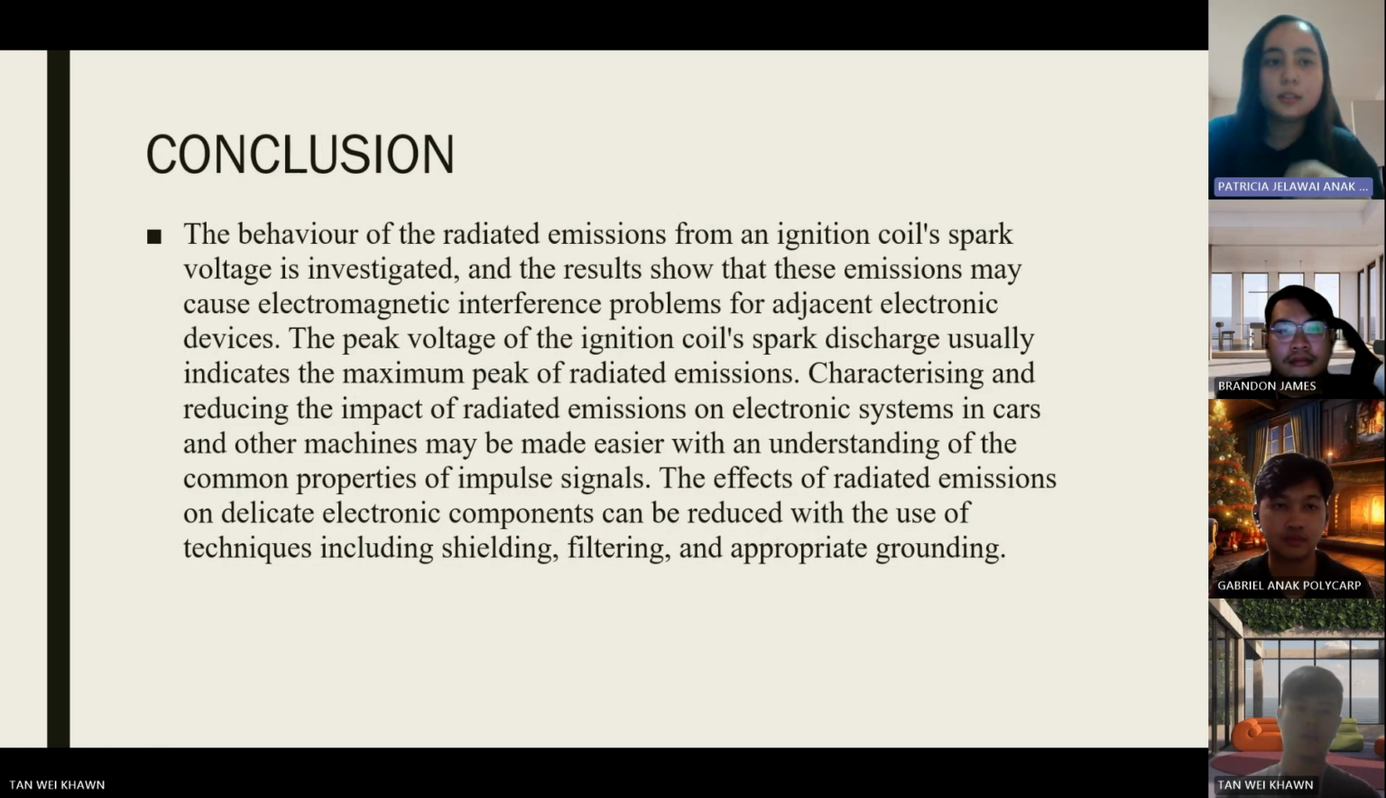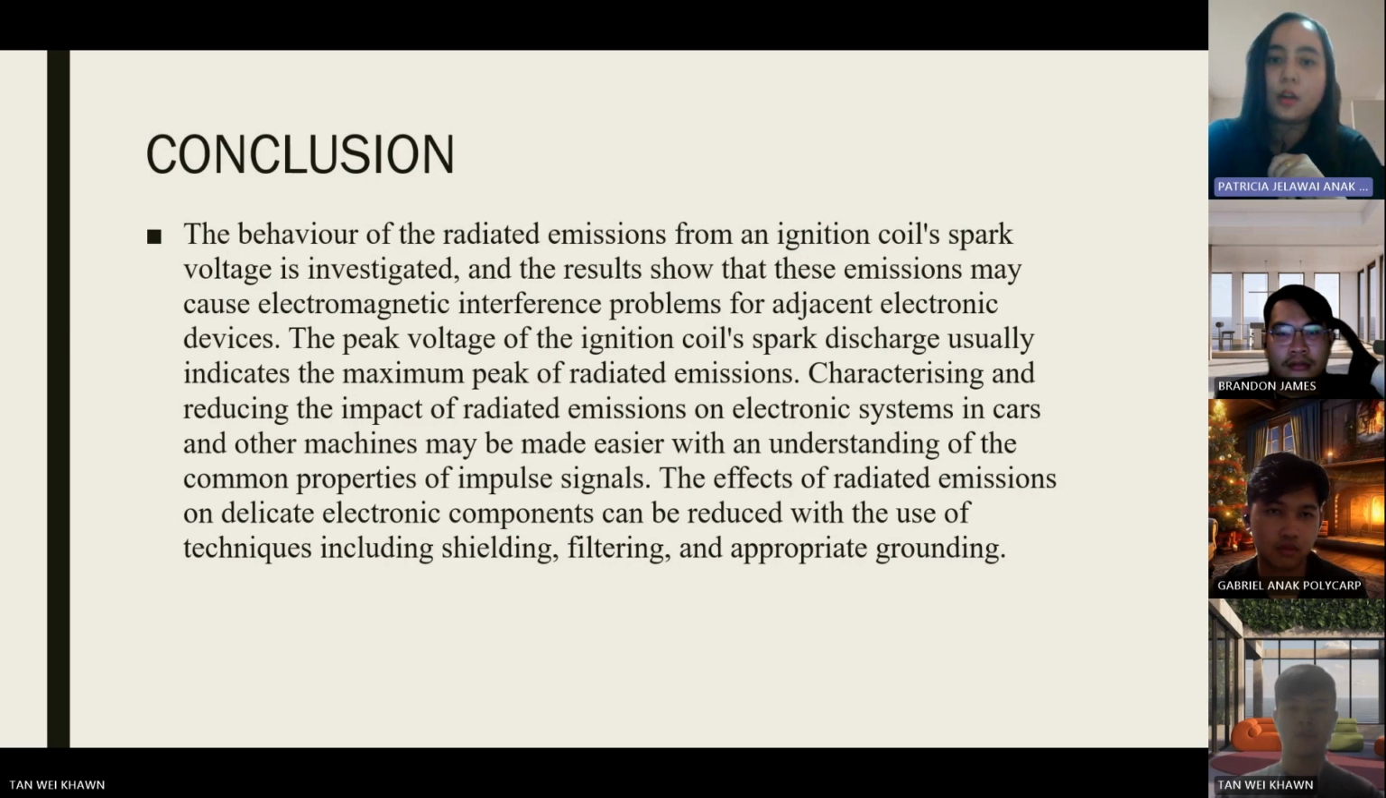As for the conclusion, the behavior of the radiated emissions from an ignition coil spark voltage was investigated, and the results showed that these emissions may cause electromagnetic interference problems for adjacent electronic devices. The peak voltage of the ignition coil spark discharge usually indicates the maximum peak of radiated emissions, and reducing the impact of radiated emission on electronic systems in cars and other machines may be made easier with an understanding of the common properties of impulse signals.